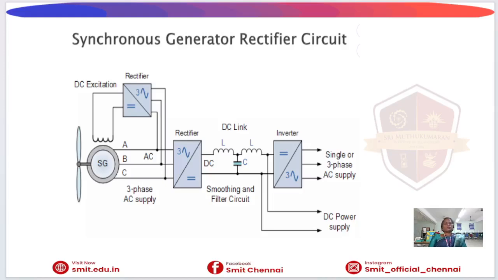The circuit contains inductors and capacitors that reduce AC ripple and produce nearly constant DC voltage. This stable DC supply improves system efficiency and power quality.